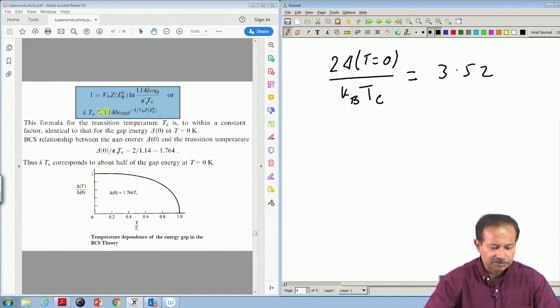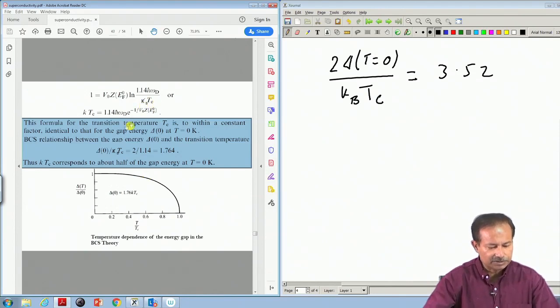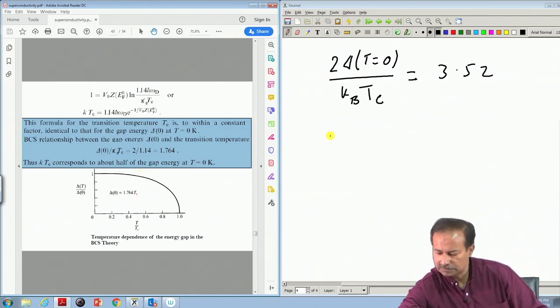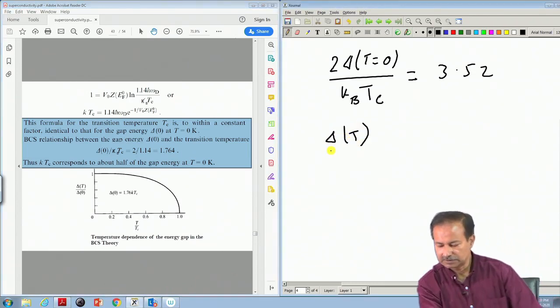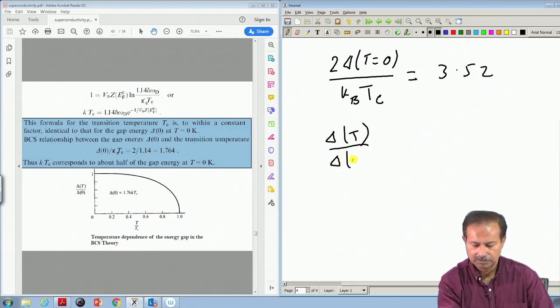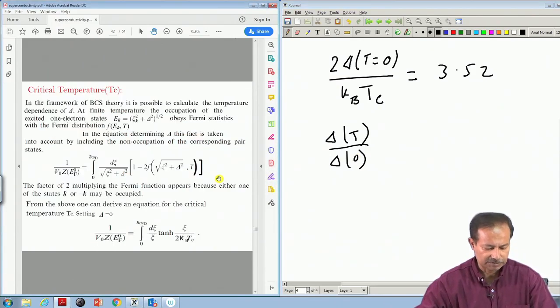And you can also find out how delta goes as a function of Tc from this. If you just do this integral keeping the delta, and you could do it, you will find out that this will be a function of T minus Tc. So, this will be a function of 1 minus T minus 1. So, delta T by delta 0. If you do this integral in the previous page, you will find this relation from here.